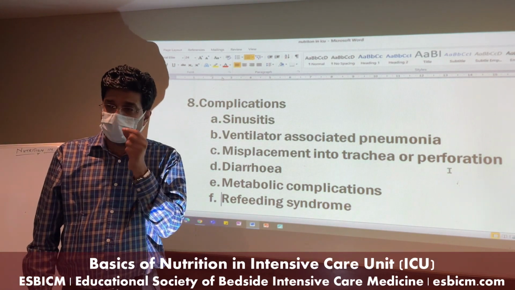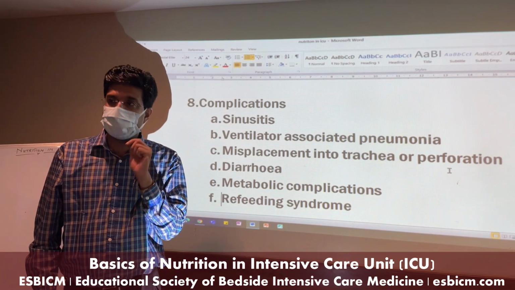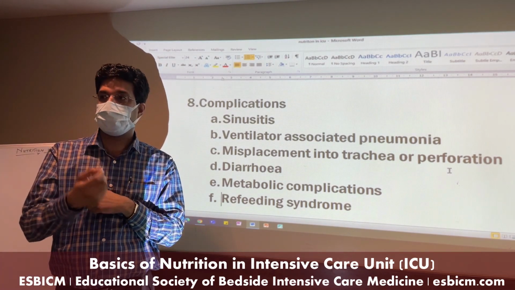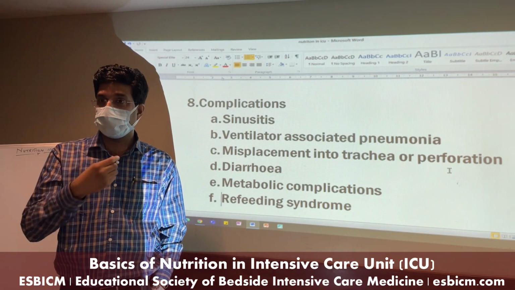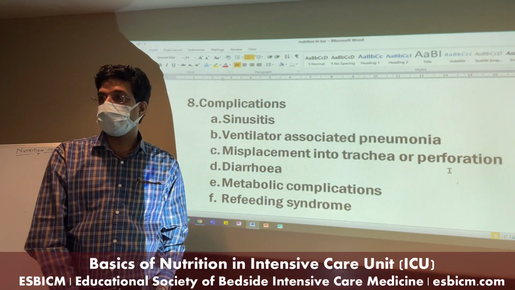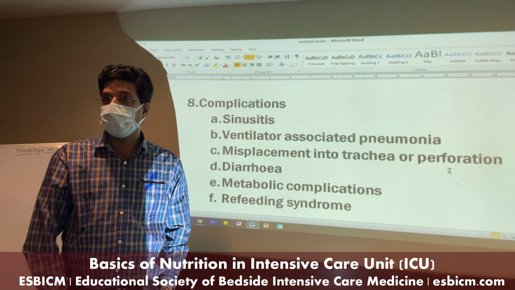If a patient can swallow little sips of water, give him some sips. So the patient will swallow the water, and along with that flow, your Ryle's tube, the nasogastric tube, will go down.